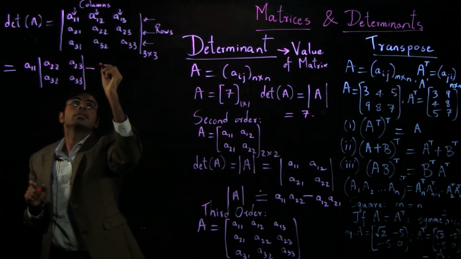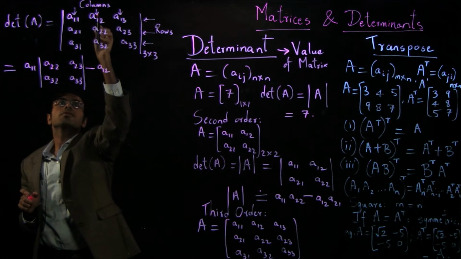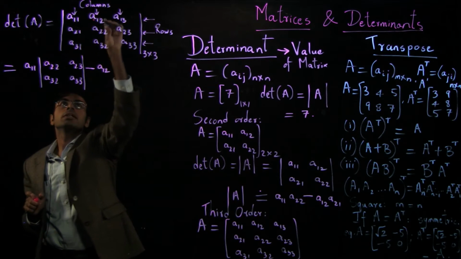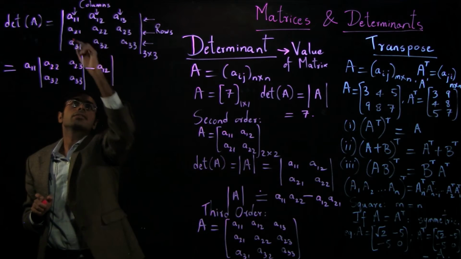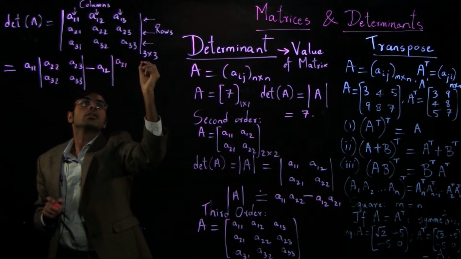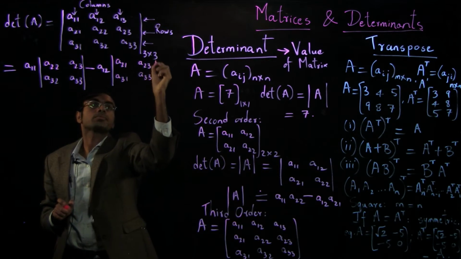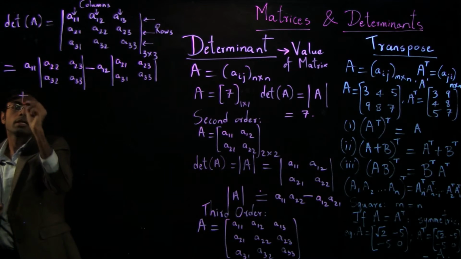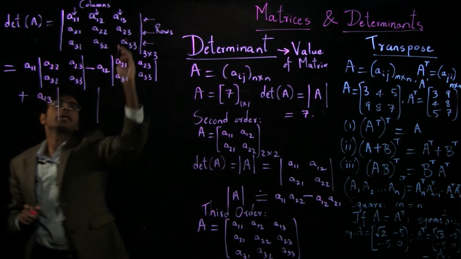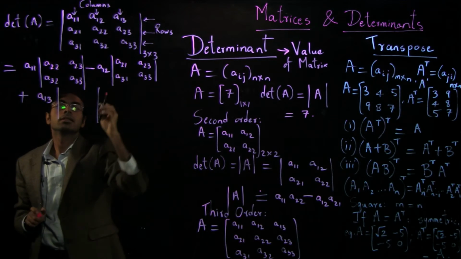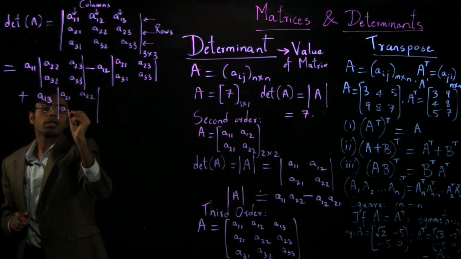Then a minus sign, the second element, A12. So again, mentally you would block off this column because A12 is a part of this column, and you would block off this row because A12 is a part of this row, and take the rest of the elements. So A21, A23, A31, A33. And the third element has a plus sign. The third element is A13. And again, by mentally blocking off this and this, you get A21, A22, A31, and A32.